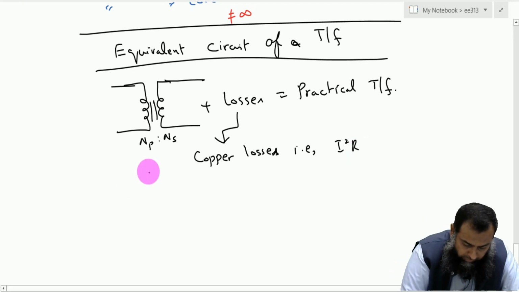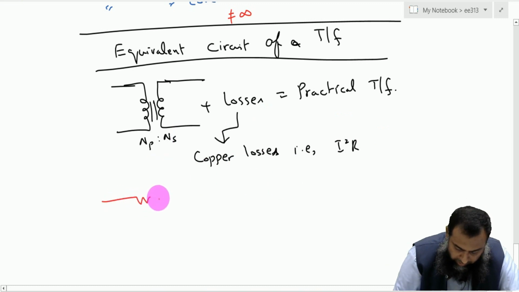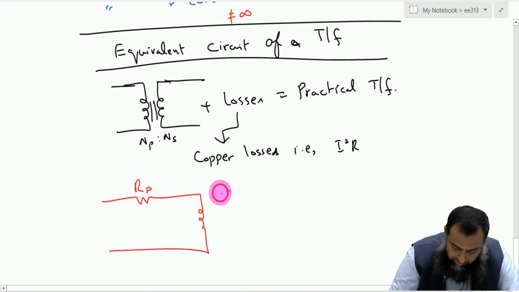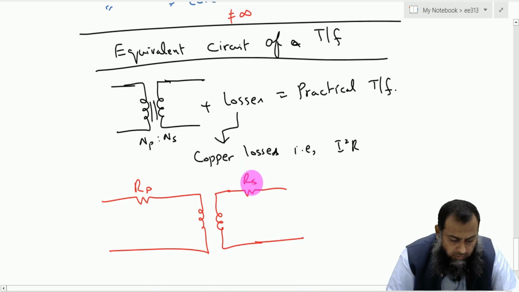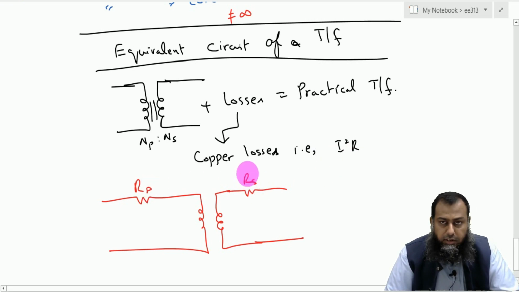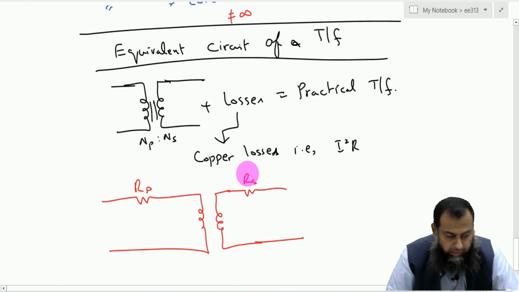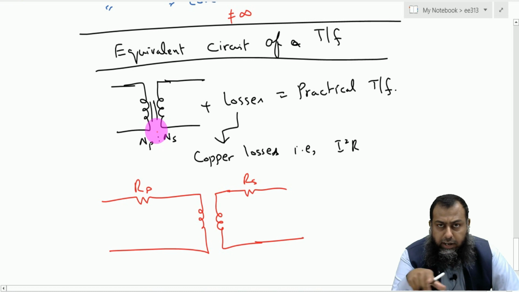So the model of a transformer after incorporating these copper losses becomes something like this. We have a winding resistance Rp for the primary side, and then we have the resistance Rs on the secondary side. Now these winding losses are the current losses, and they are modeled by using the resistances Rs and Rp, and they are dissipated in the form of heat. So what is the other part associated with the primary winding and the secondary winding?